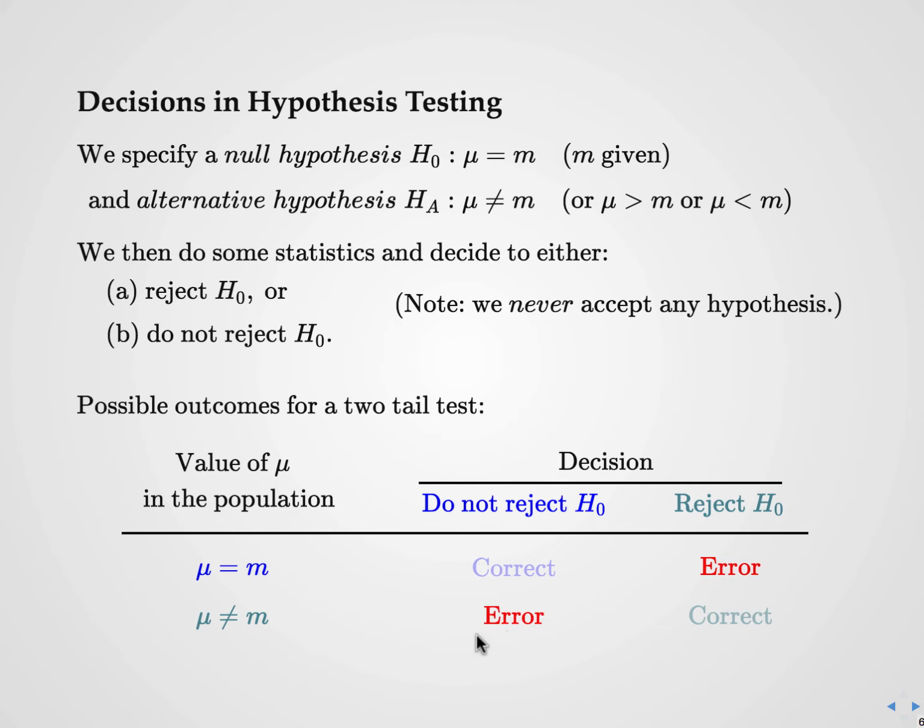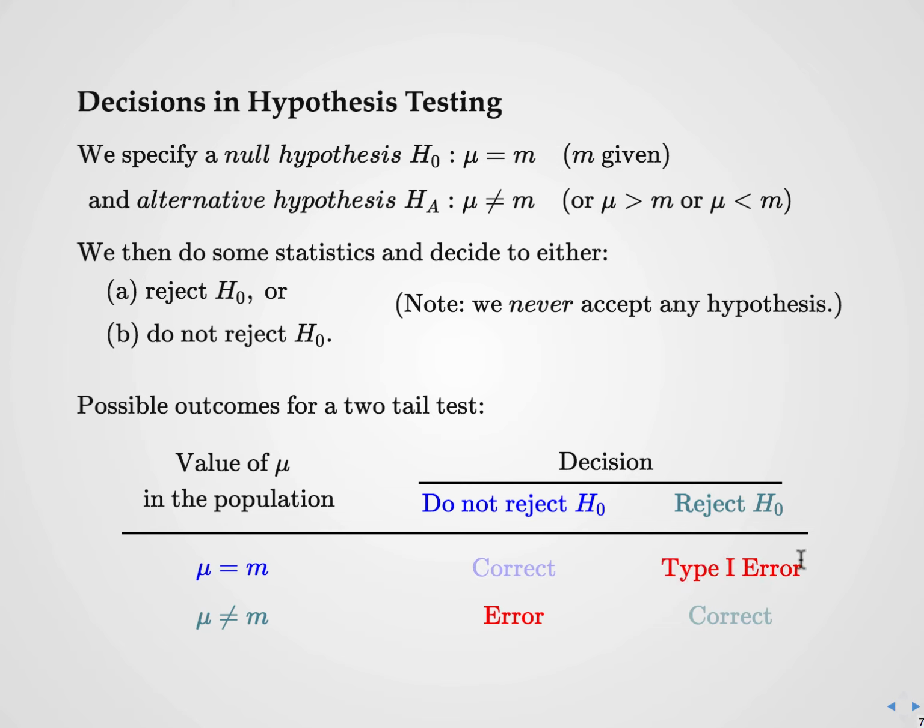And we also have the flip side of that, this error here. We haven't spoken about this one yet, but we will today in this lecture. If the true value for mu is not equal to m, but we do not reject the null hypothesis, then that's also an error. Because if mu is not equal to m, then the null hypothesis is false. And if we do not reject that null hypothesis, then we've made the wrong decision. So these two errors are the ones that we want to focus on, and to understand what influences the probabilities of these two errors occurring.